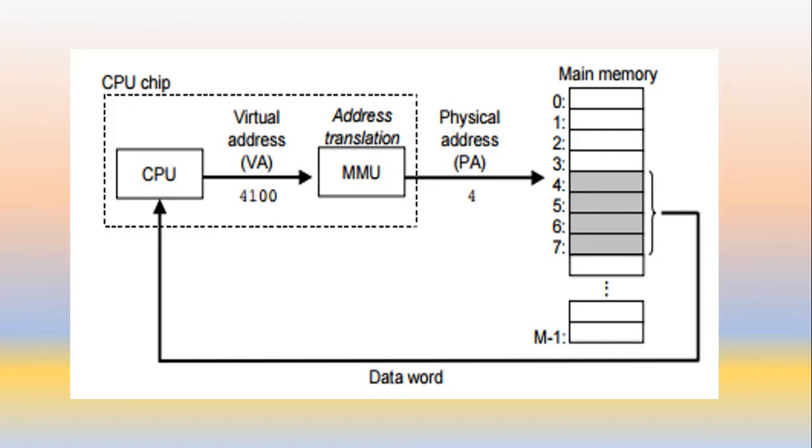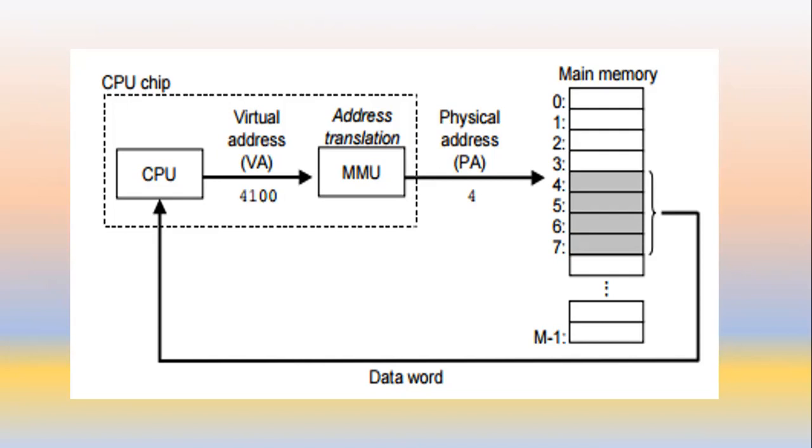For that reason, when the central processing unit generates a virtual address for the data that it is looking for, that virtual address is received by the memory management unit, which is the MMU, that translates that virtual address into a physical address, which is then sent to the main memory, and the section of memory that contains the data is accessed. That data is then submitted to the arithmetic and logic unit, which is part of the central processing unit, as a data word.